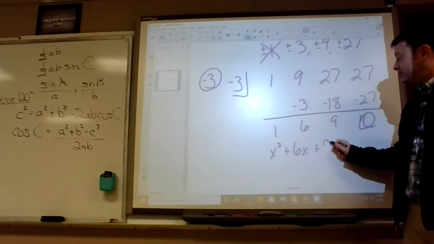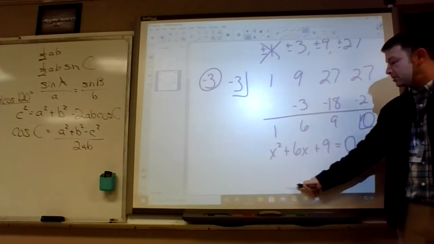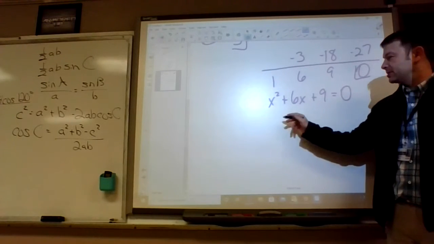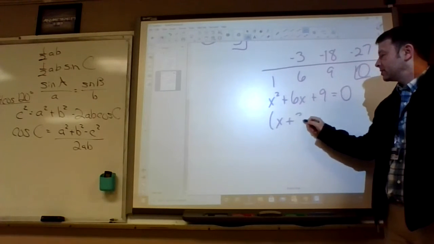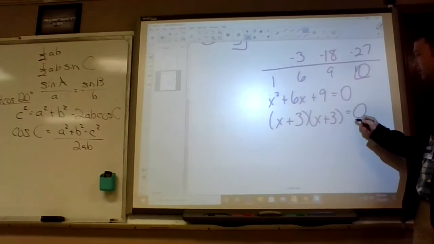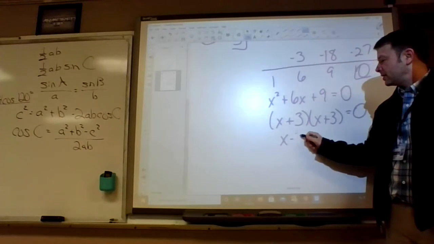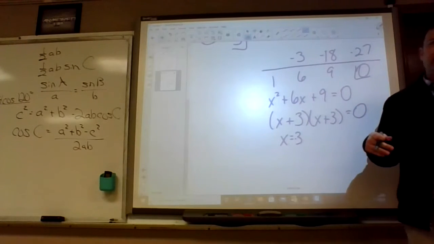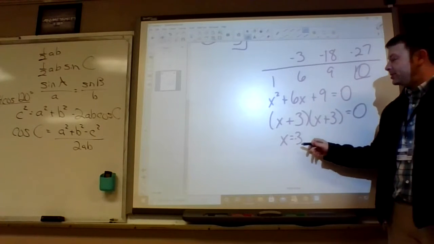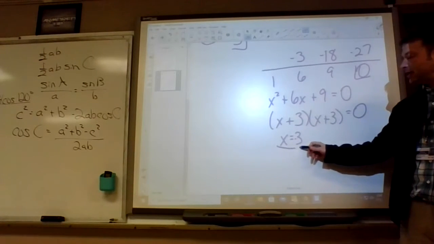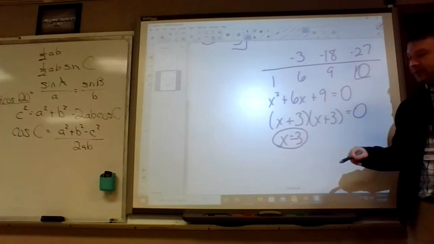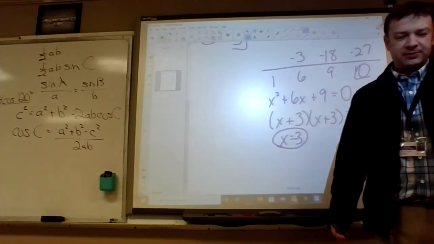I want that to equal 0. What multiplies into 9 that adds up to 6? Plus 3, plus 3. So what would x be? Negative 3, negative 3. Now really, negative 3 can only be an answer once. You don't write it 3 times. But in this case, it would be called a triple root. And that does something to the graph. But we're not graphing it, so just put x equals negative 3.